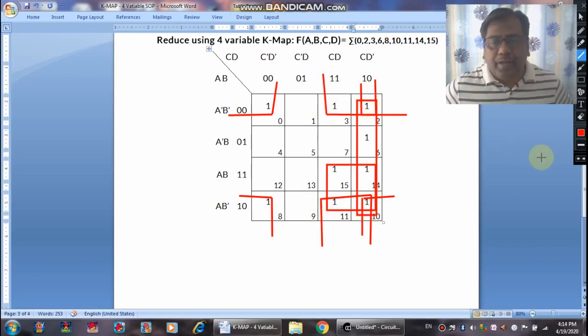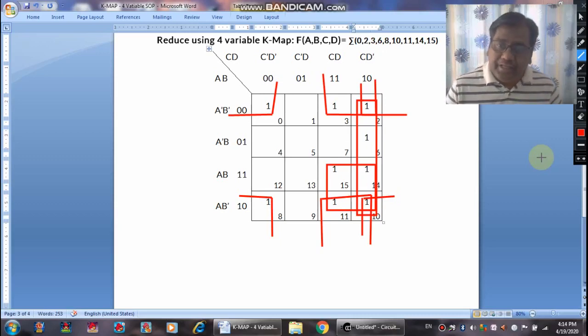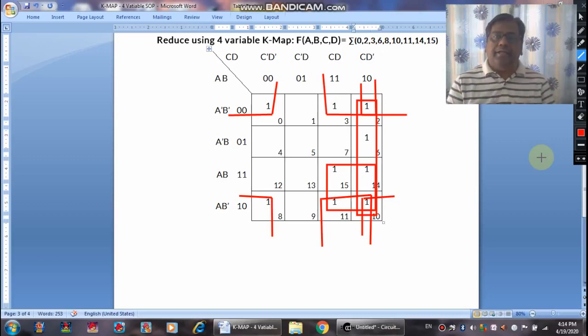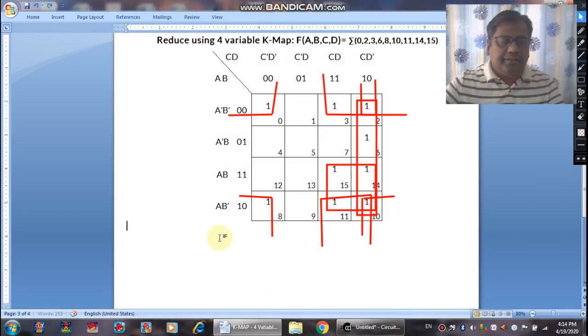That means this K-map consists of 1, 2, 3 and 4 quads. This K-map consists of 4 quads, and none of the quads are redundant. That means we have to be very specific about the grouping. I once again write the expression.